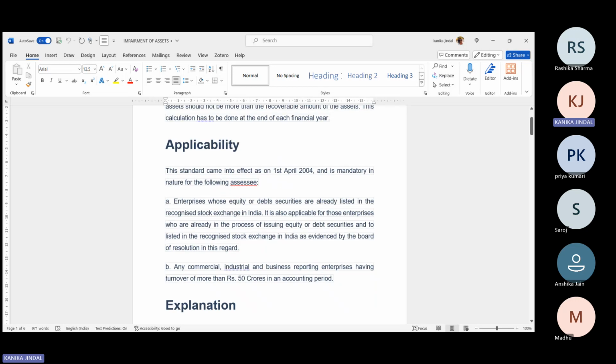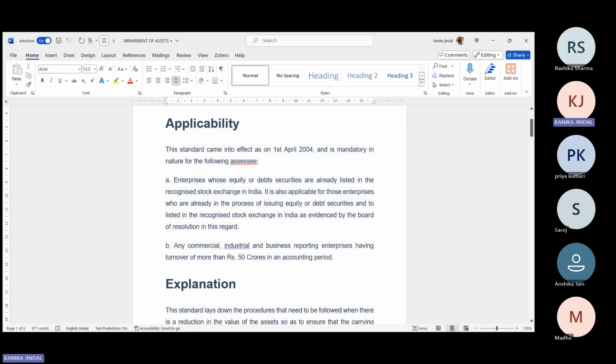Now the applicability. This standard came into effect on 1st April 2004, and it is mandatory in nature for the following SSEs. First is enterprises whose equity or debt securities are already listed in the stock exchange. It is also applicable to those enterprises who are in the process of issuing equity or debt securities and to be listed in a recognized stock exchange in India, as evidenced by a board resolution in this regard.